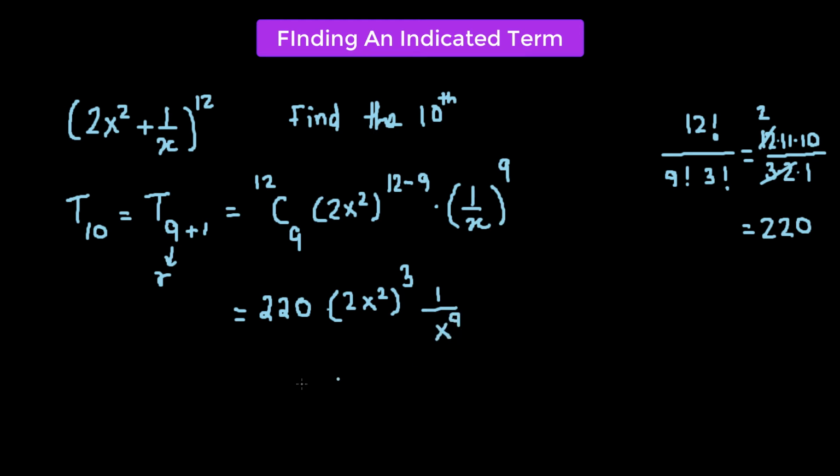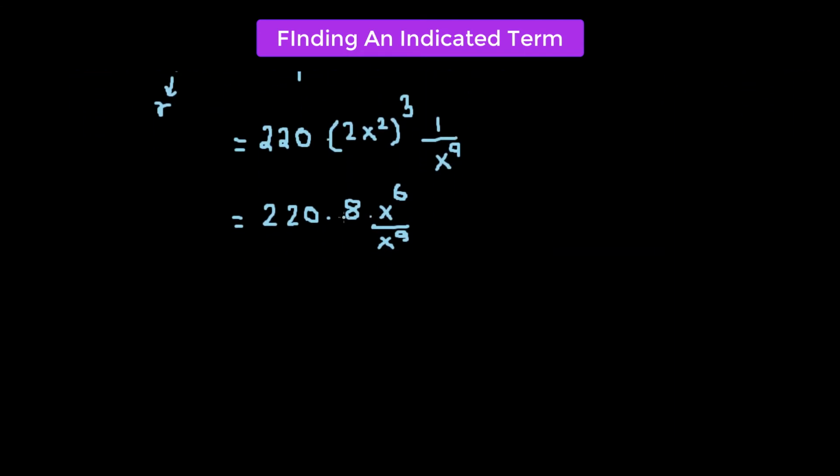power of 9. So this is equal to 220 times 2 raised to the power 3, which is 8. x squared raised to the power of 3 is x raised to the power of 6, divided by x raised to the power of 9. And we multiply 220 and 8 to get 1760. And x, this will reduce to x cubed.